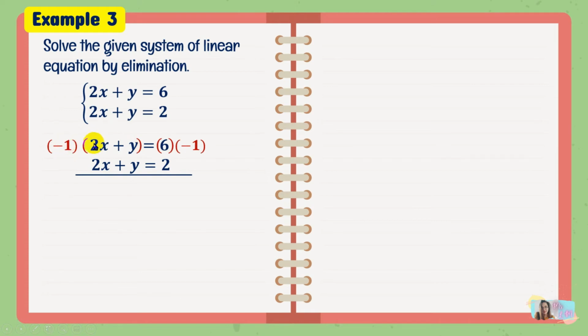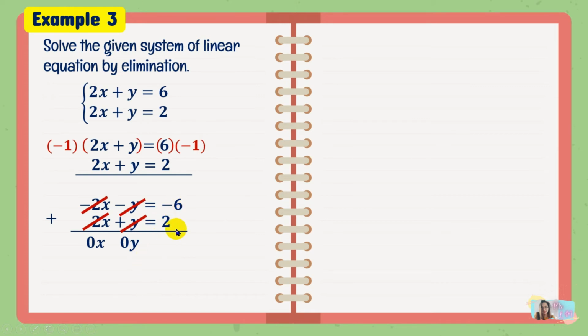So, magkakaroon tayong negative 1 times 2x, that's negative 2x. Negative 1 times y, that's negative y. And 6 times negative 1, that's negative 6. Then, let's add the other equation. So, magkakaroon tayo ng negative 2x plus 2x. Makakancel po yan. 0x na. Then, ito din po, negative y and y. Makakancel din po. Magkakaroon tayo ng 0y.